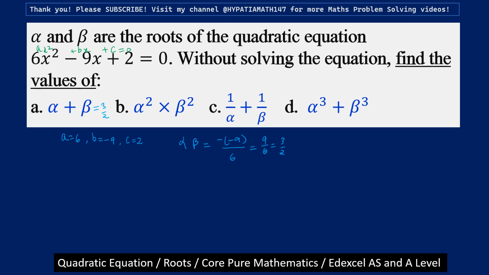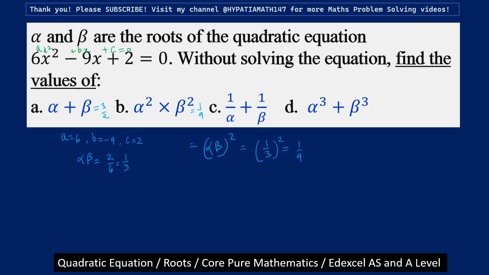And then alpha square times beta square is the same as alpha beta whole square. So alpha times beta is the product of the roots, and that is equal to c out of a, or 2 out of 6, that is 1 out of 3. So this would be equal to 1 out of 3 whole square, that is 1 out of 9. So that would be equal to 1 out of 9.